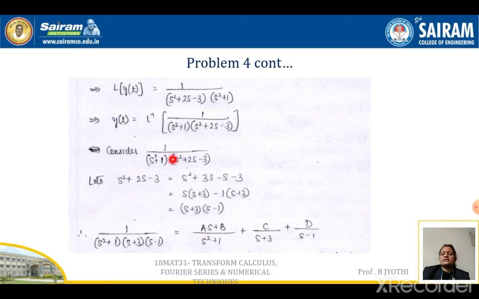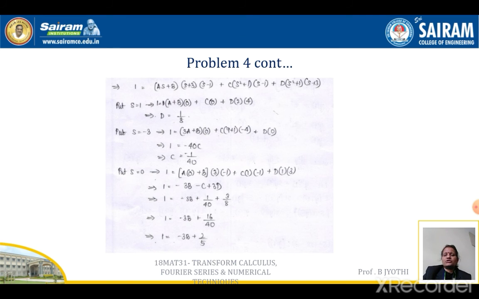Now consider this s squared plus 2s minus 3 and simplify it as s plus 3 into s minus 1, and again resolve them into partial fractions. Since it is a quadratic factor, we have to assume it as as plus b divided by s squared plus 1, and this is a linear factor. We write it as c divided by s plus 3. This is also a linear factor. We write it as d divided by s minus 1.